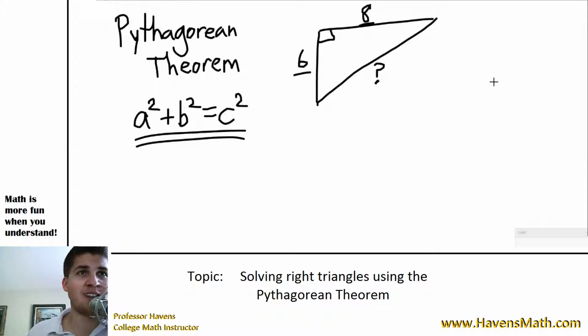In this triangle, it's drawn a little differently than that other one. But in this case, the 6 and the 8 would be the two legs, because they're the two that are attached to my right angle there.